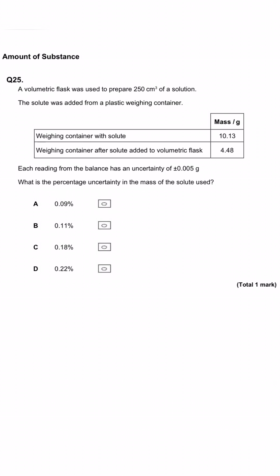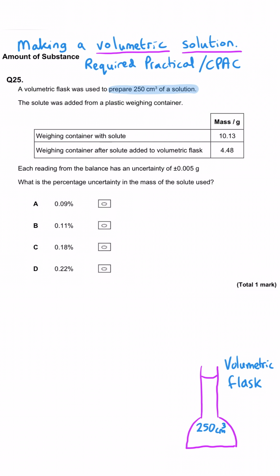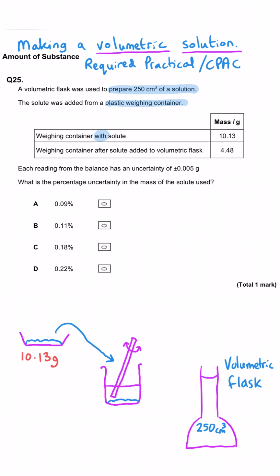This question is about making up a volumetric solution, and the volumetric flask is used to prepare 250 cm cubed of solution. To do this, we need to weigh out a certain mass of solute using a plastic weighing container. We're told that the weighing container with the solute had a mass of 10.13 grams, and after the solute had been added to the volumetric flask, it was 4.48. And each reading from the balance has an uncertainty of 0.005 grams.